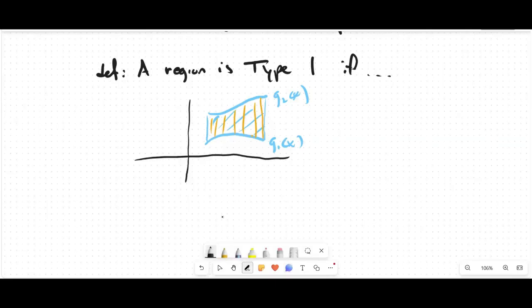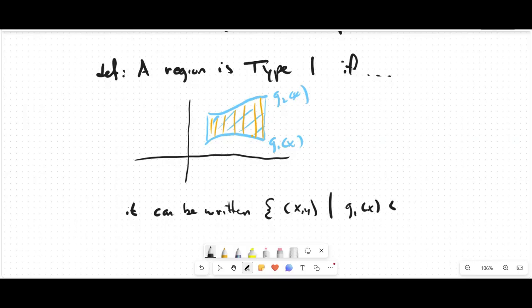So if it can be written, there's a few different ways of writing this. All points x, y such that g1 of x is less than or equal to y is less than or equal to g2 of x. So if you take a point like right here, that's a point x comma y, and the y value is between g1 of x and g2 of x.